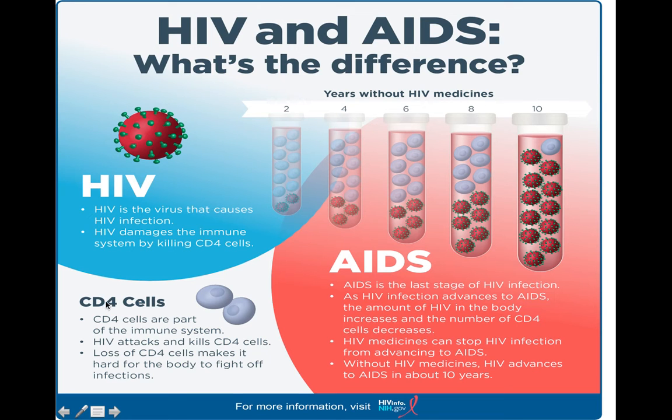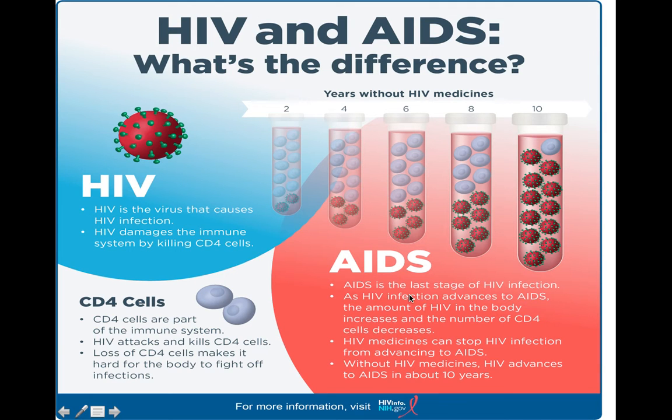Now the CD4 cells are part of the immune system. HIV attacks this system and kills the CD4 cells. Loss of CD4 cells makes it hard for the body to fight off infection, and the body is opened up to opportunistic infections.